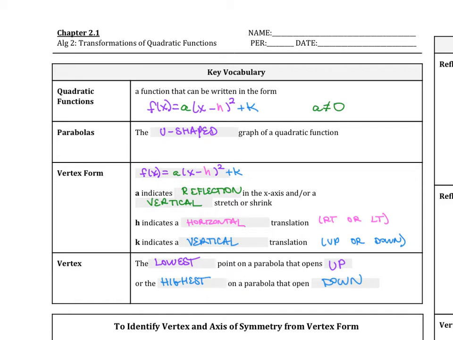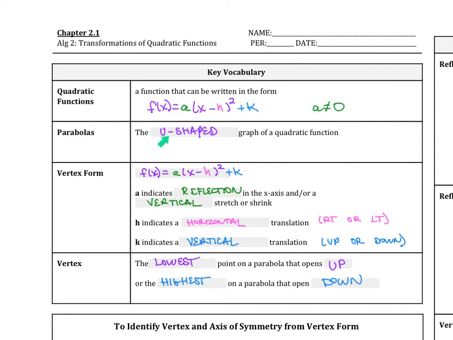We have quadratic functions, a function that can be written in the form f of x equals a times (x minus h) squared plus k, and a cannot be 0. If a was 0 in this case, it would make this all be 0, and then it would be a different type of function. So that's why it has that there.